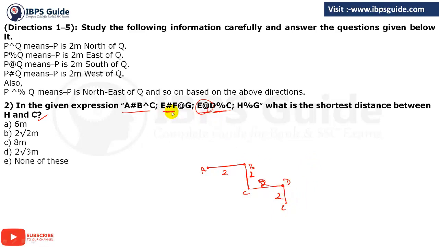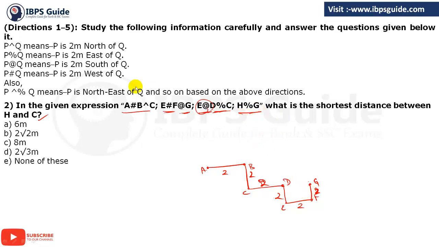Again, now E hash F. Hash means west, so E is in the west of F. So there you have F, it will be 2. Now F at the rate G means F is in the south of G, so G will come here and it will be 2. The distance is already mentioned, that distance is 2 meters always. Clear? Got this point or not?